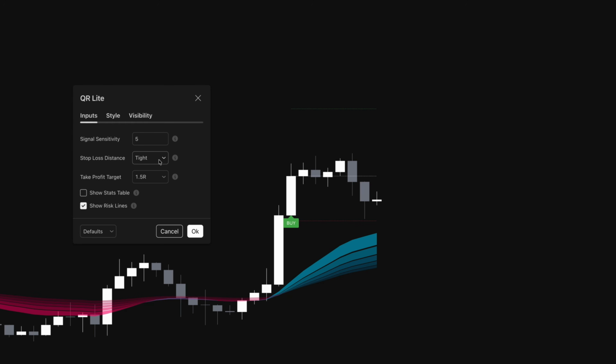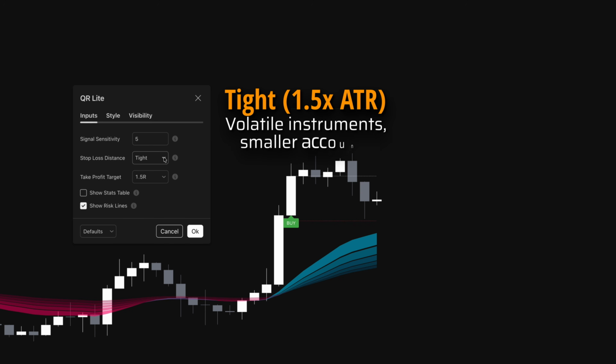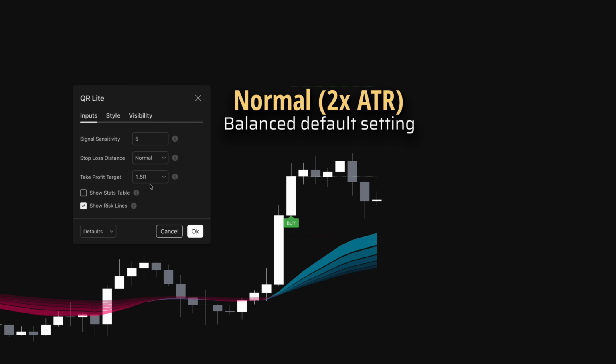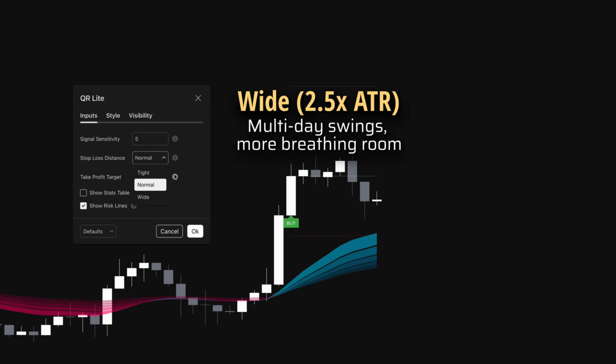Stop-loss distance offers 3 options: tight, normal, or wide. These multiply ATR differently to accommodate various trading styles. Tight uses 1.5 times ATR for smaller risk. Normal uses 2 times ATR as the balanced default. Wide uses 2.5 times ATR for multi-day swing positions that need more breathing room.